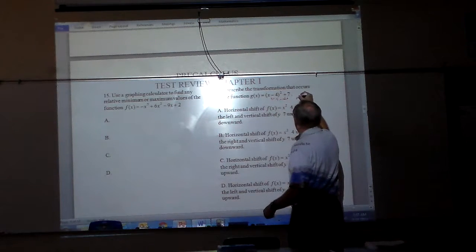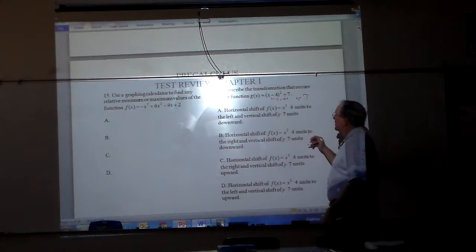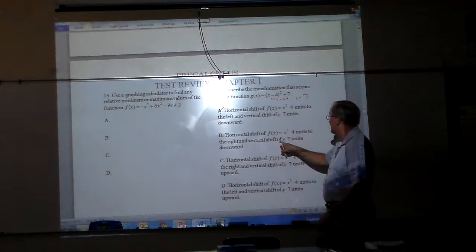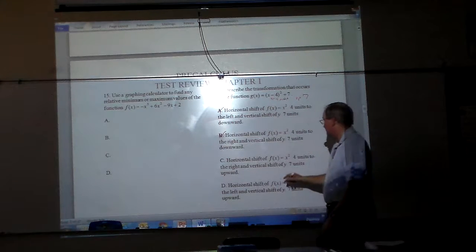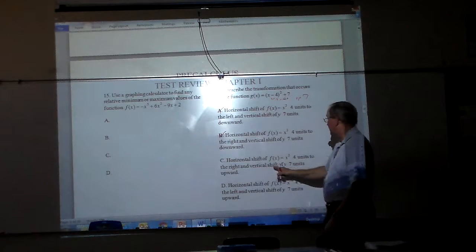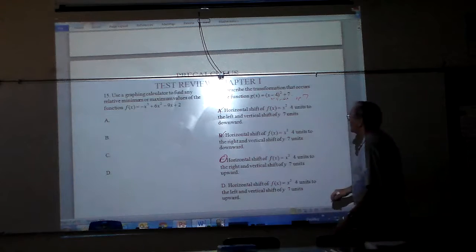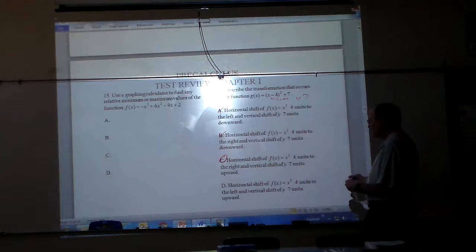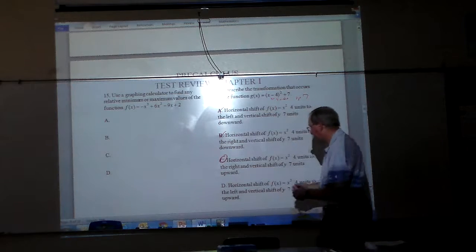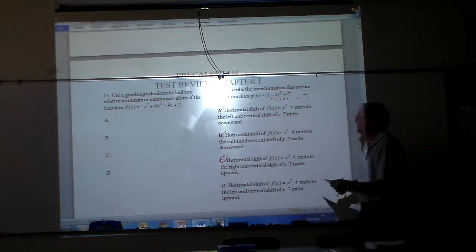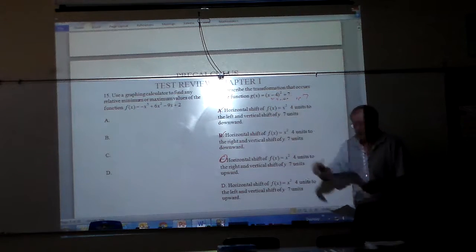And the plus 7 still means I went up 7. So as I'm looking at this, 4 units left, no. 4 units right, good. But a vertical shift of 7 units down, no, it's a plus 7. Minus 7 would have made that one correct. 4 units to the right, okay, that's right. And a vertical shift upwards of 7 units. That would be correct right there. It is not a left shift of 7 units on that particular one. So the answer to that one was a shift right, opposite of what you think because of the minus 4.